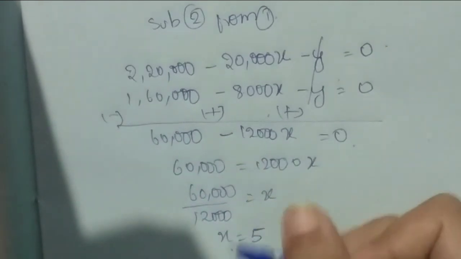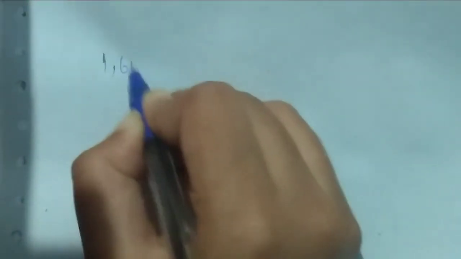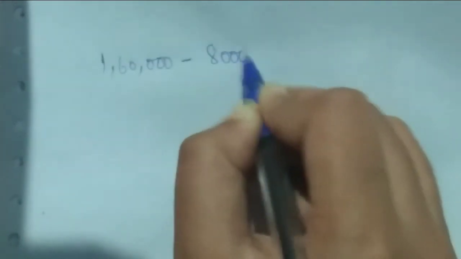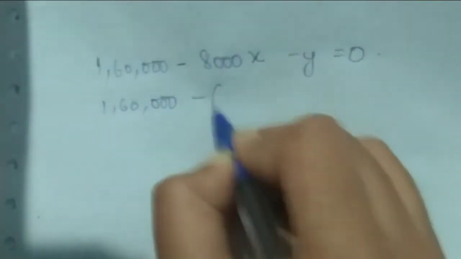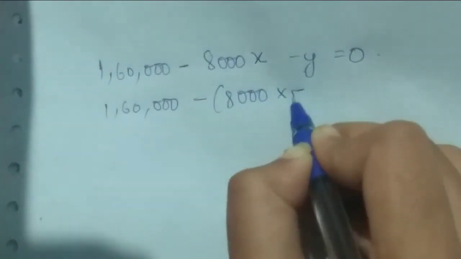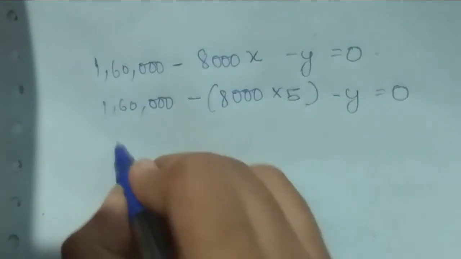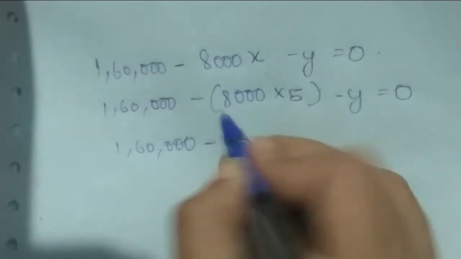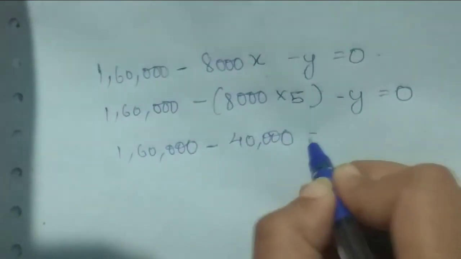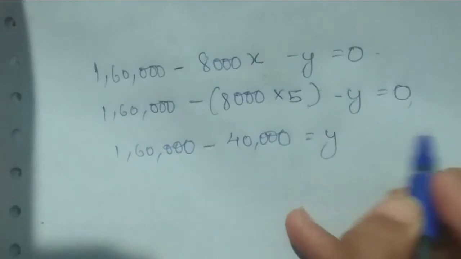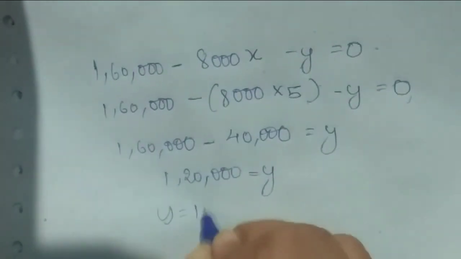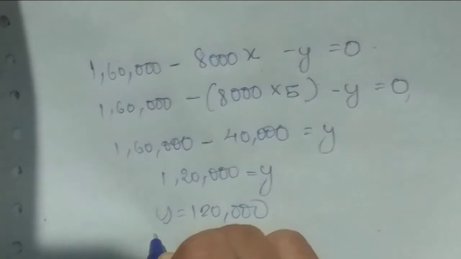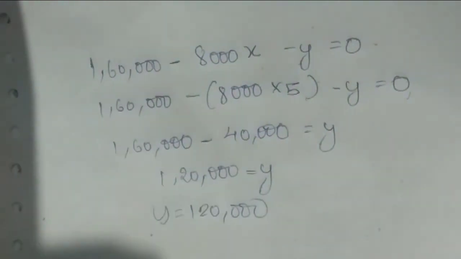So we got the x. Now we'll find out the y value. So we'll take one equation, 1,60,000 minus 8,000x minus y is equal to 0. So 1,60,000 minus 8,000 into x, which is 5, minus y is equal to 0. 1,60,000 minus 8 fives are 40 is equal to y. Basically minus y goes there, so plus y. So 1,20,000 is equal to y. Y is equal to 1,20,000. Now we got the fixed cost also.